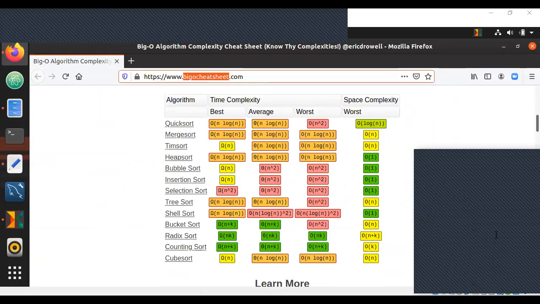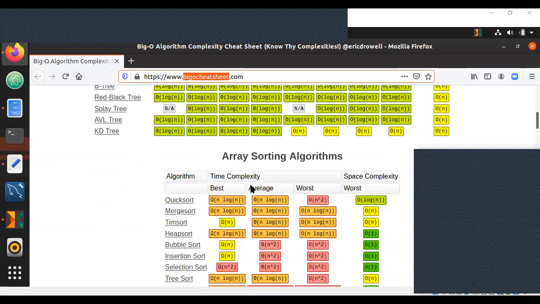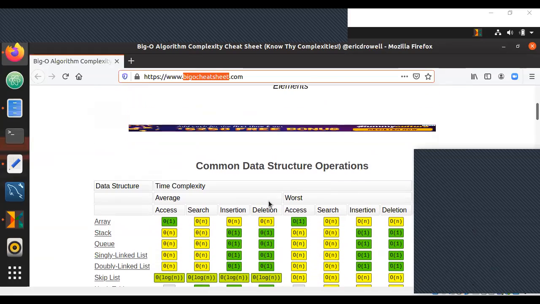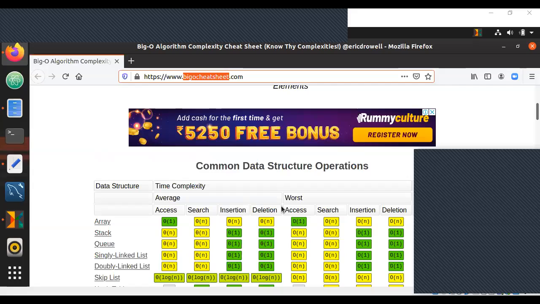So I have one question. In sorting, in which sorting is linked list not suitable? So if you observe this, can you do linked list with insertion sort easily?